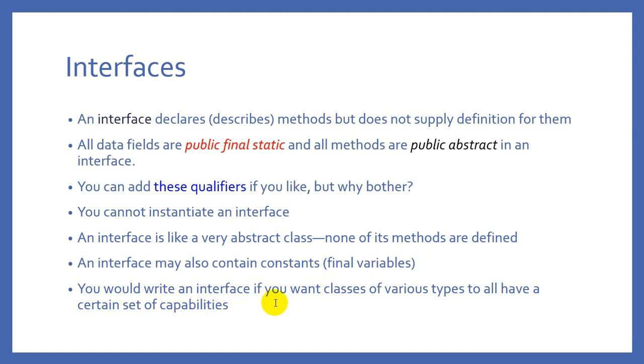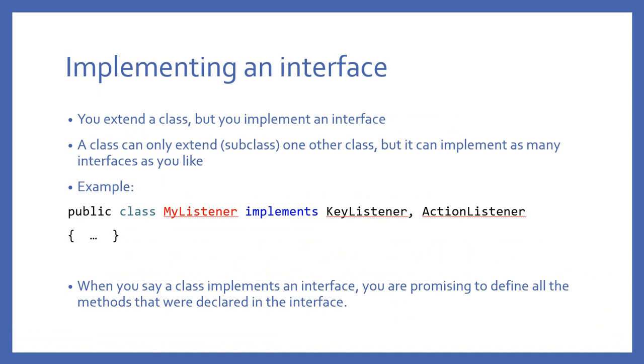You would write an interface if you want classes of various types to all have a certain set of capabilities. Implementing an interface, for example, KeyListener and ActionListener. For example, you can have more than one interface, and here is how you can use them. You extend a class, but you implement an interface. So implements is a keyword.